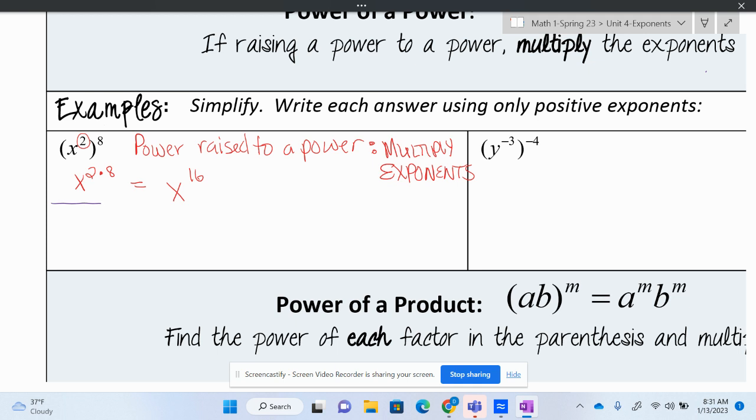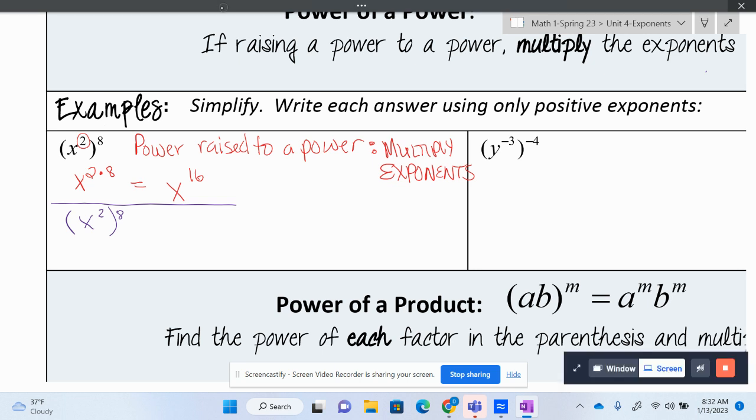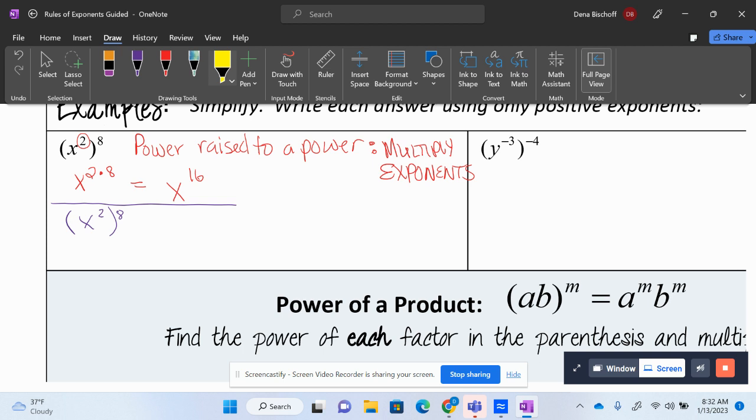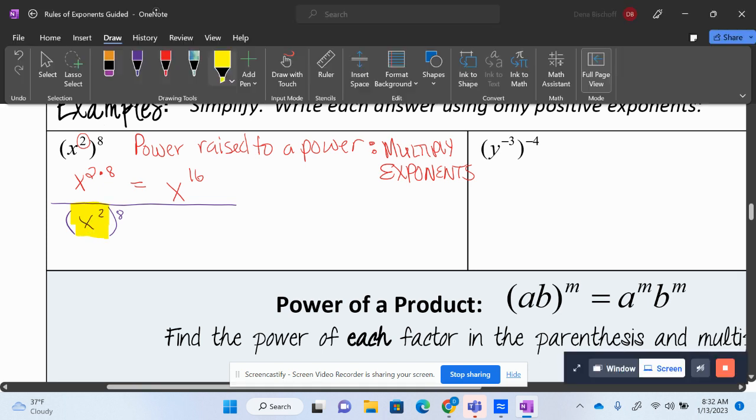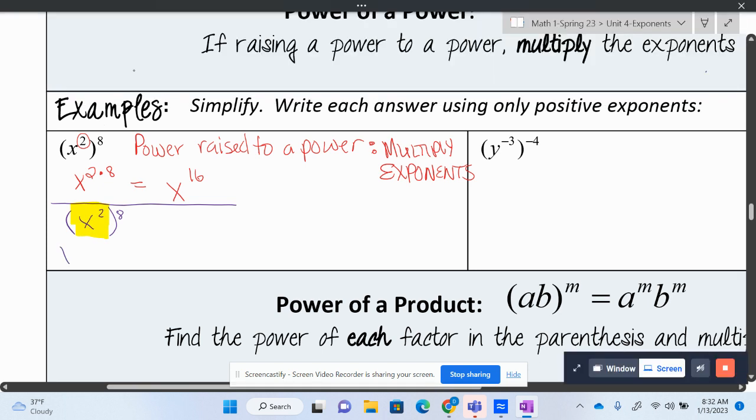So I'm going to rewrite this problem, and I'm going to explain it a little bit differently. So the problem is x squared to the 8th power. Well, what does it mean to take something to the 8th power? Yeah, you multiply it by itself 8 times. What is being taken to the 8th power, Hayden? What is in the parenthesis that's being taken to the 8th power? X squared. This is what is being taken to the 8th power. So I'm just going to write that times itself 8 times.